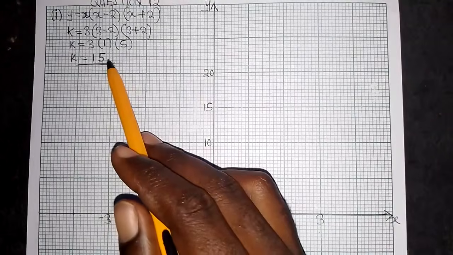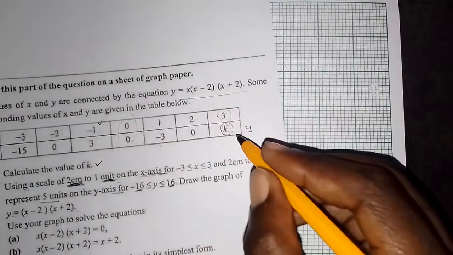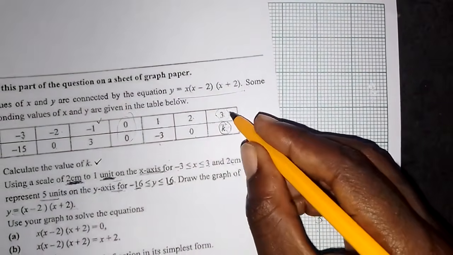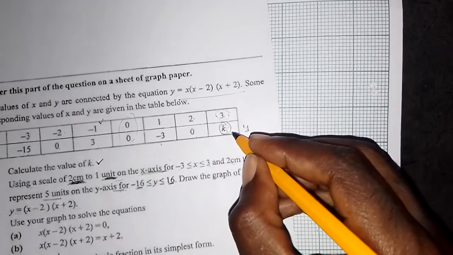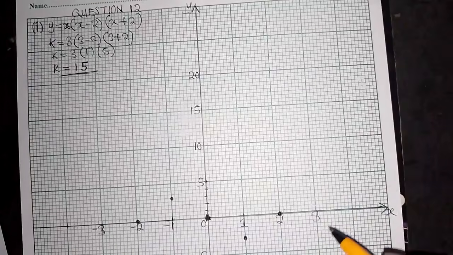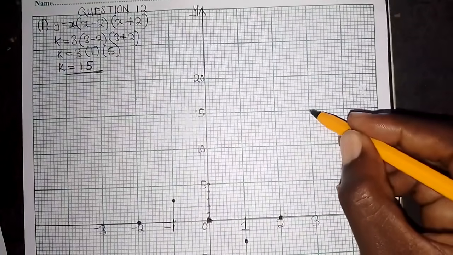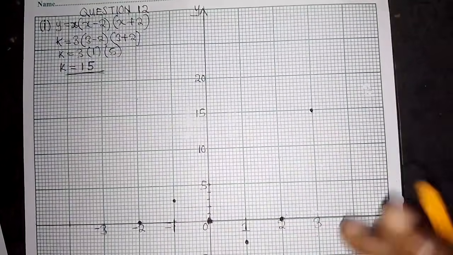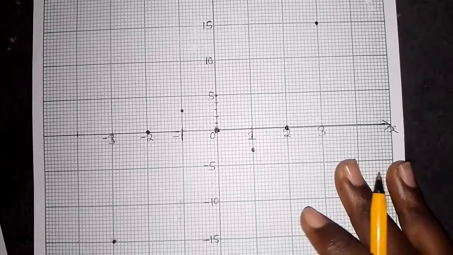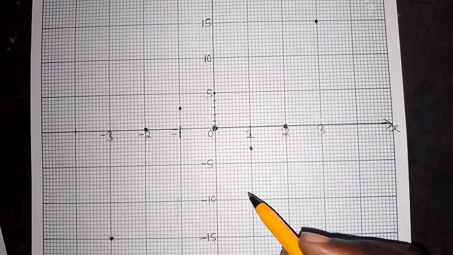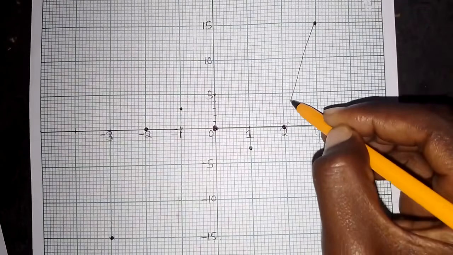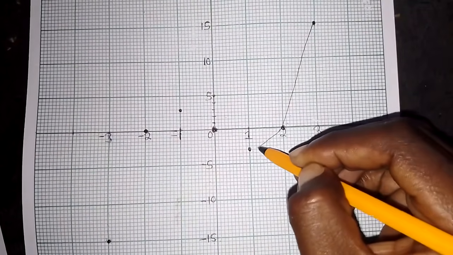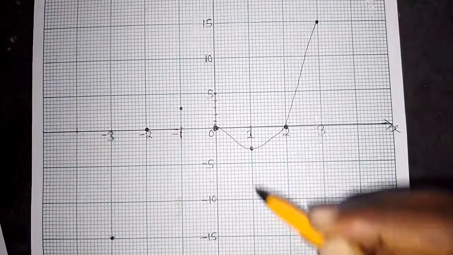It is 15. So 3 comma what? 15. This is what I need to do. So 3 comma 15. It is there. Have you seen? These are my points. Then I just join them. So you need to join them like this. You join them. Have you seen?